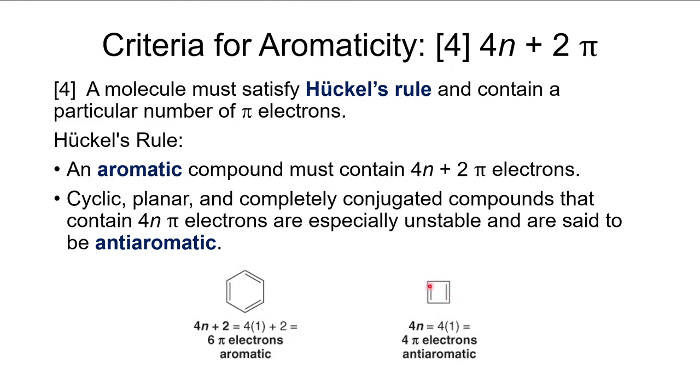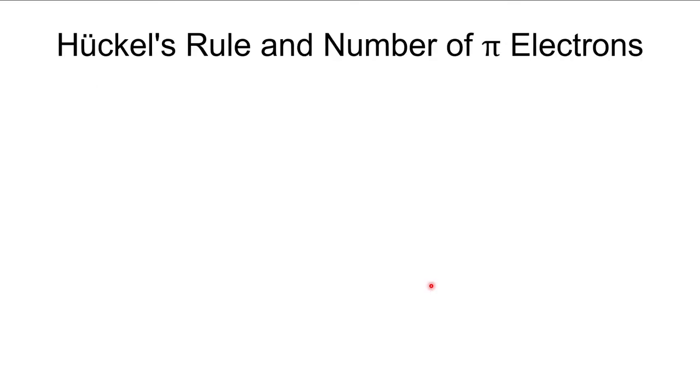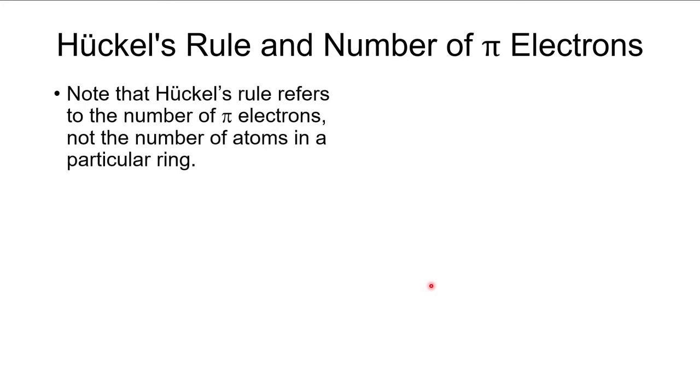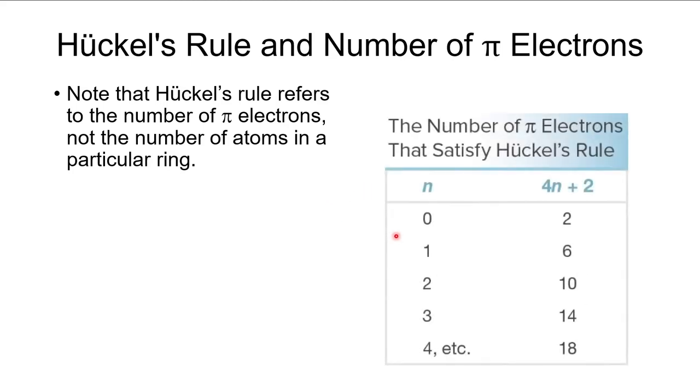All right, and we'll see how we can describe that instability here in just a little bit. So when it comes to Huckel's rule, the number of pi electrons refers to the number of pi electrons, not just the number of atoms in a particular ring. That's something we have to be careful about. So here are a few examples of the number of pi electrons we can have in an aromatic system that satisfy the Huckel rule.